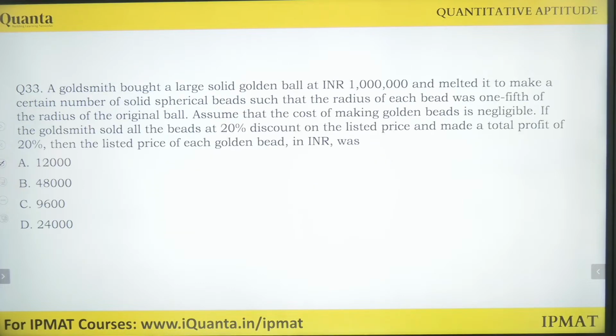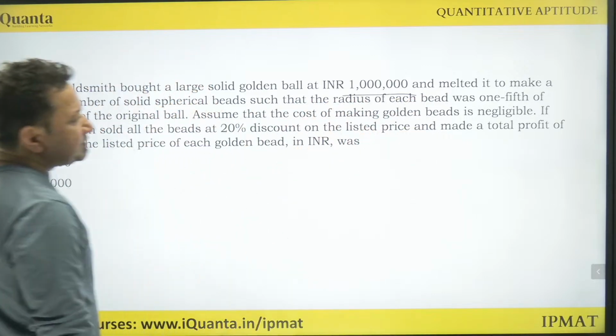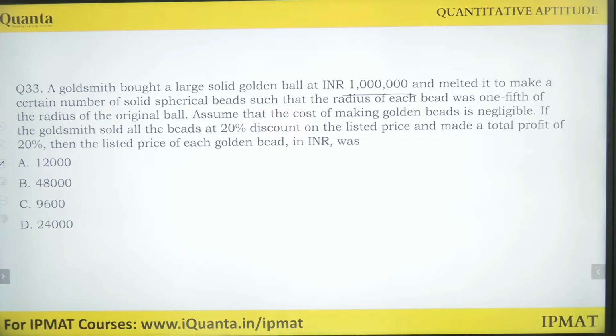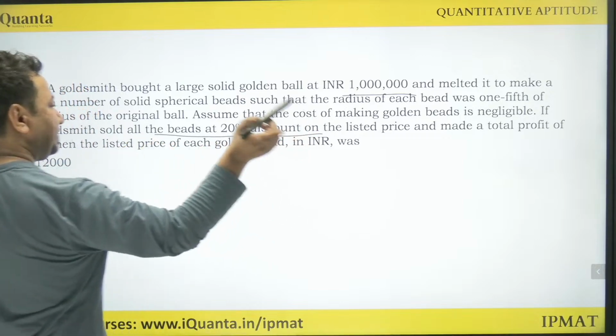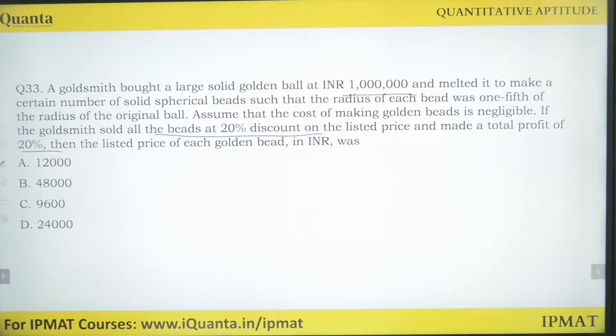Okay. Let's do this one. A goldsmith bought a large solid golden ball at INR 10 lakhs, 1 million, and melted it to make certain number of solid spherical beads such that radius of each bead was 1/5 of the radius of the original ball. Assume that the cost of making golden beads is negligible. If the goldsmith sold all the beads at 20% discount on the listed price and made a profit of 20%, then the listed price of each golden bead was how much?